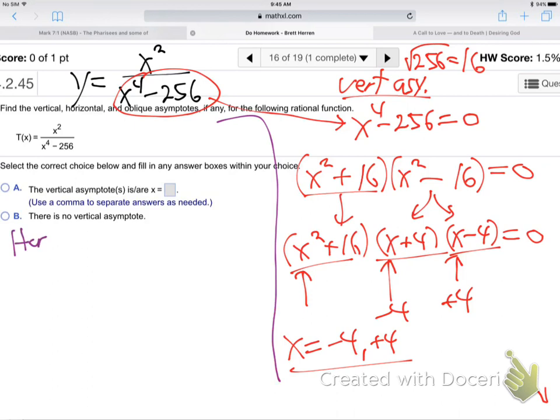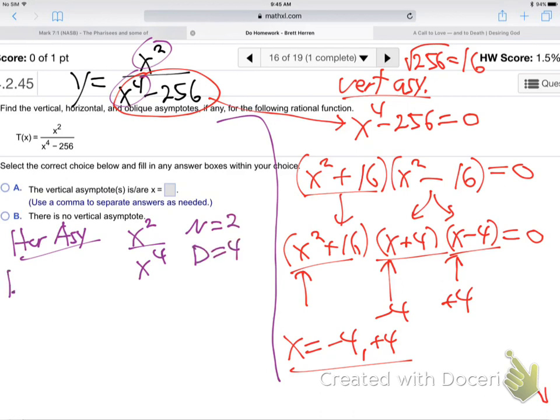And we're going to have a new step here. So horizontal asymptote, what are you supposed to do? Just take the most powerful term in the top and the most powerful term in the bottom. That's all we care about. We don't care about that 256. It's a less powerful term. Now, what's the numerator power? 2. What's the denominator power? 4.